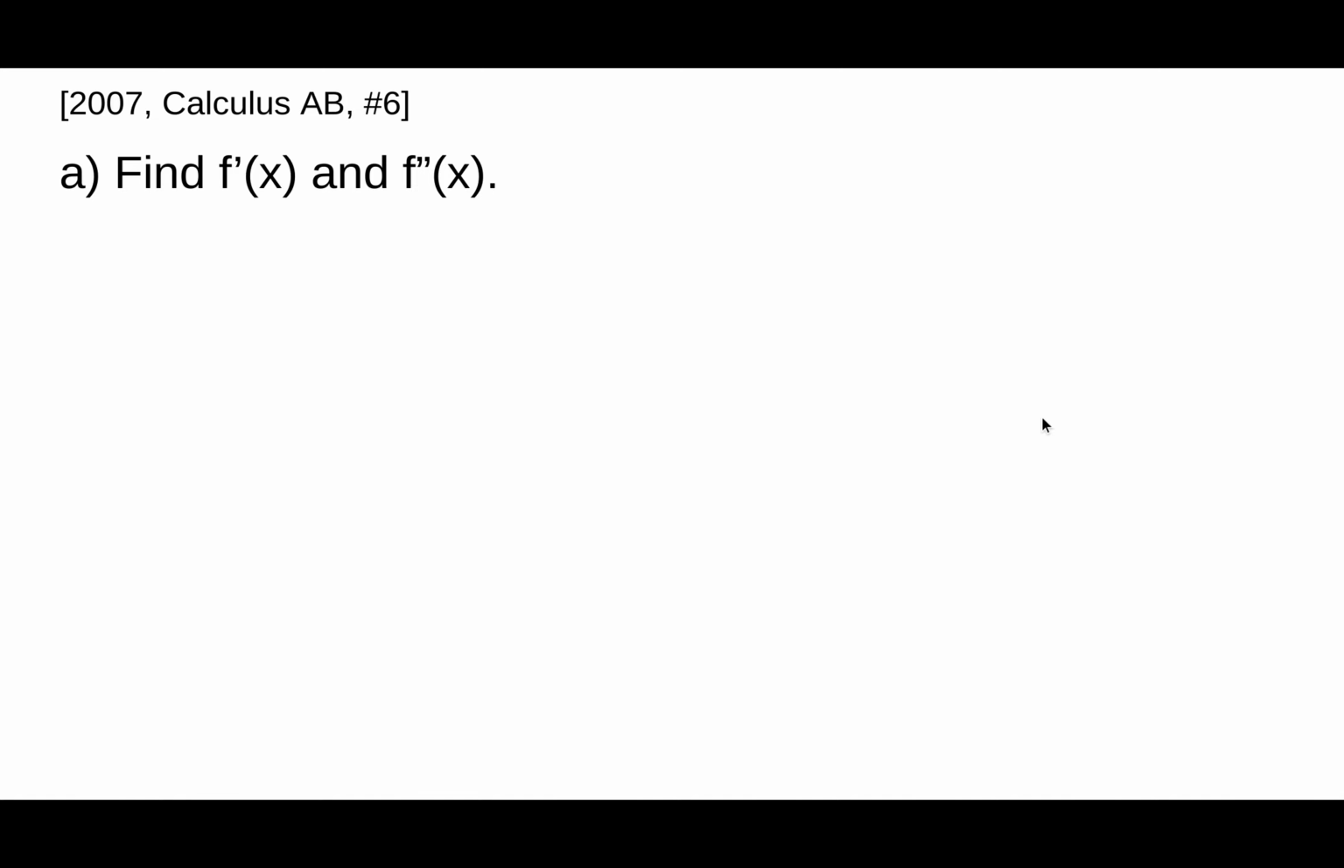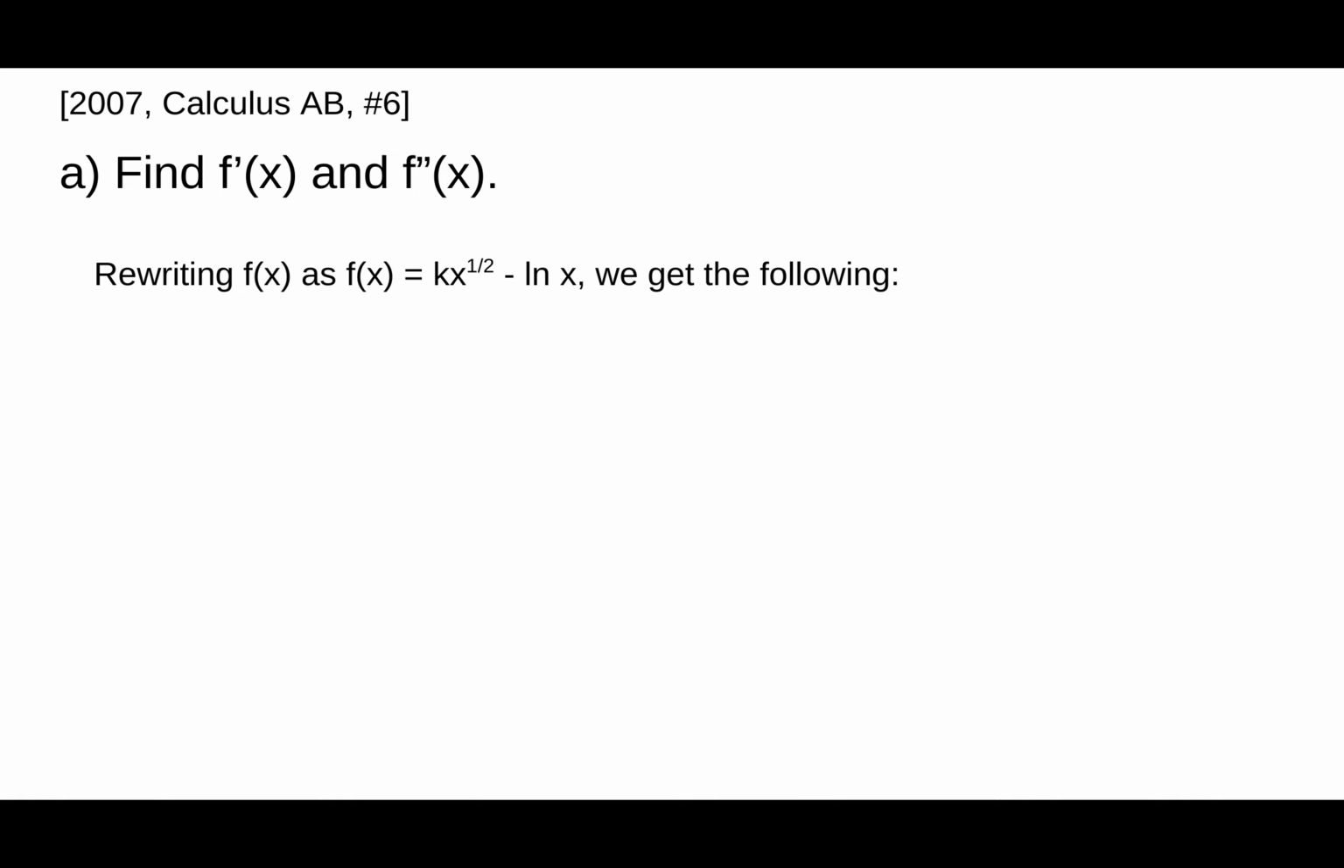This question is from the 2007 AB exam. It is question number 6, and it is not calculator active. In the question stem, we are given a basic function f of x, k times the square root of x minus the natural log of x, and we are asked to find both the first and second derivatives of f.